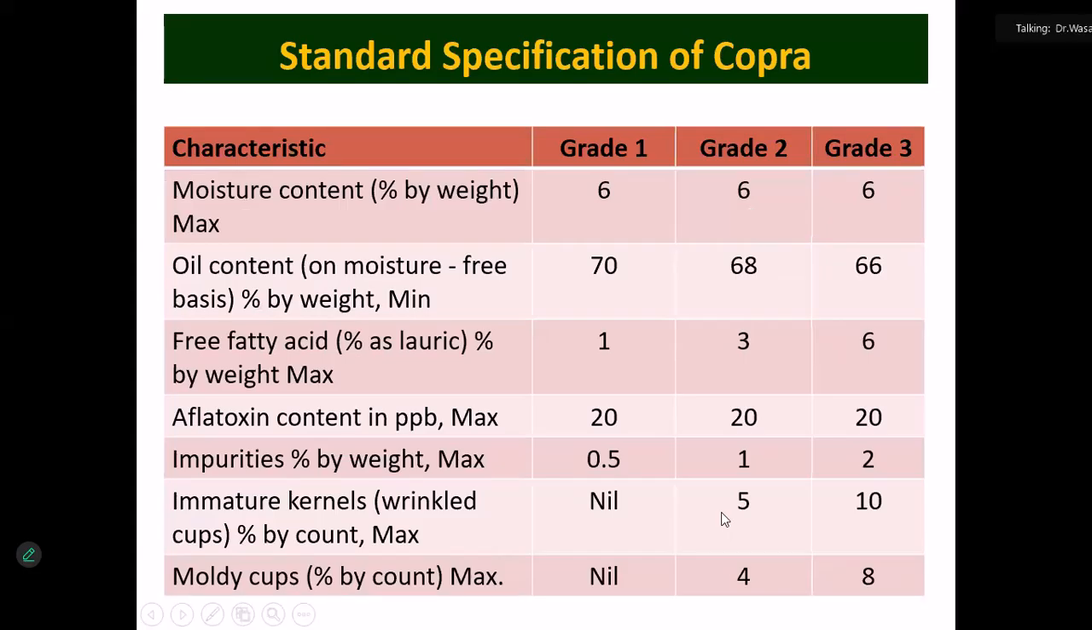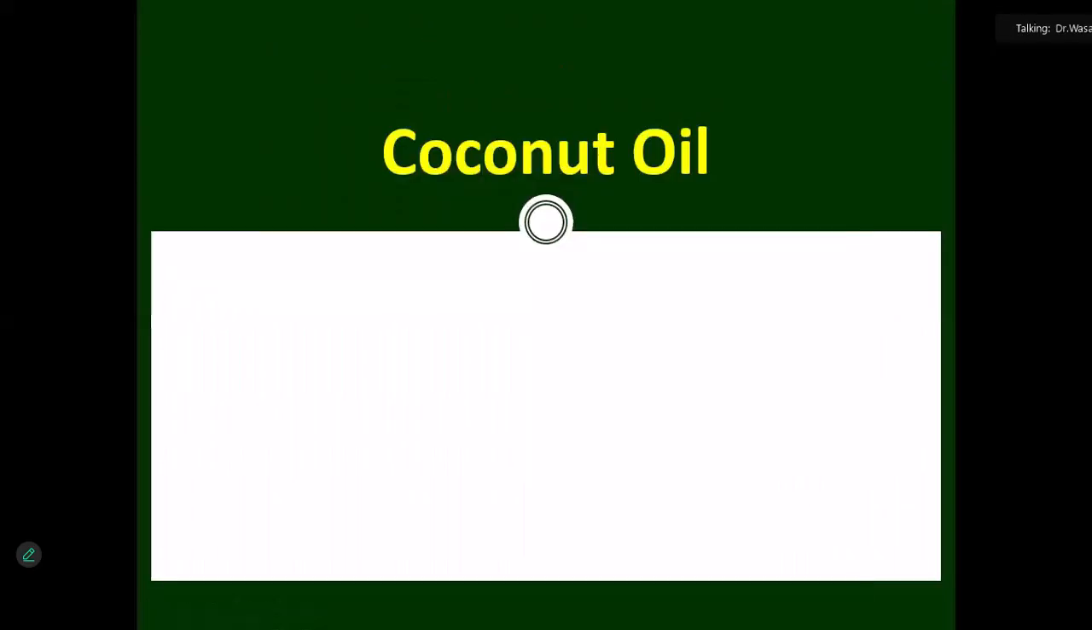Then standard, specific to copra. Moisture is the most important. For grades 1, 2 and 3, moisture should be a maximum of 6%. In the other grades, you can see grade 2 and 3, what happened? Moldy cups, fungi. Here 0, here 4% and 8%. So we have completed copra. We have completed 2 items, DC and copra.